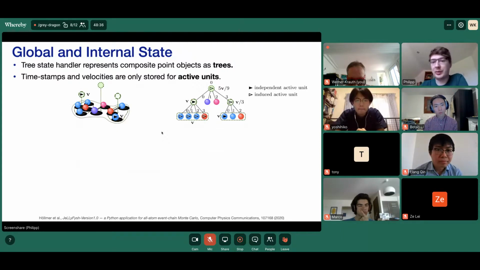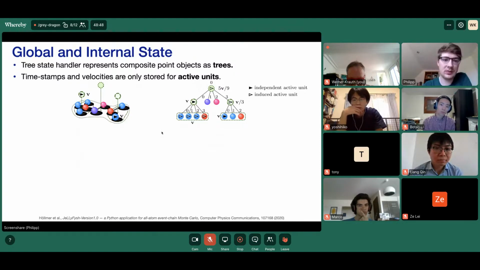So composite point objects you can think of as molecules, for example, molecules with atom positions below. And then the molecule position is just the average of its atom positions. And as I said before, the global lifting state only stores velocities and timestamps for the active units.